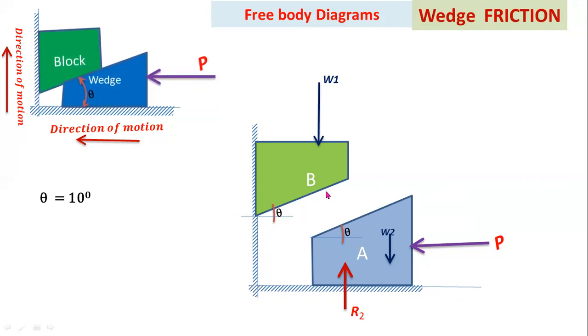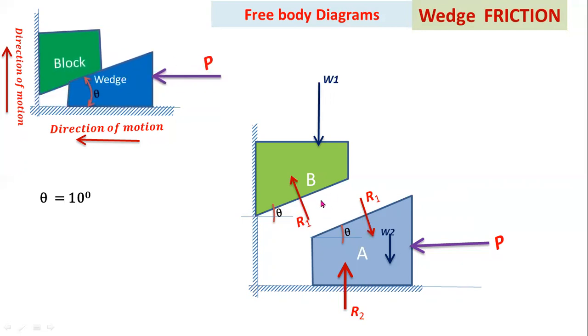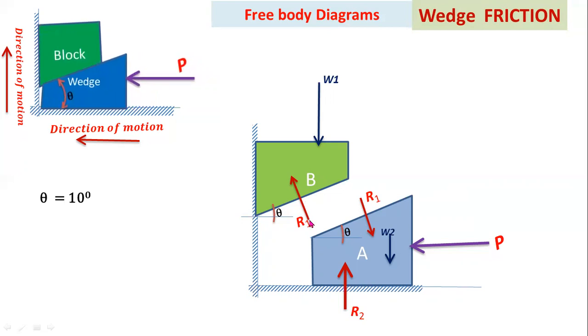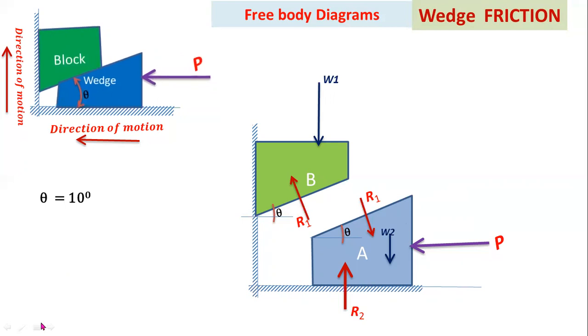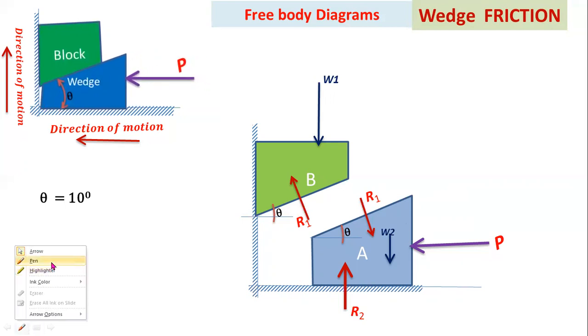So let R1 be the reaction force between the block and wedge. For this block, you have to consider an upward reaction force. For this wedge, you have to consider a downward reaction force. But you have to consider normal reactions. That means this reaction force makes an angle of 90 degrees with respect to this slant edge, and this reaction force R1 also makes an angle of 90 degrees with respect to this inclined plane. Here these two are equal in magnitude and opposite in direction.